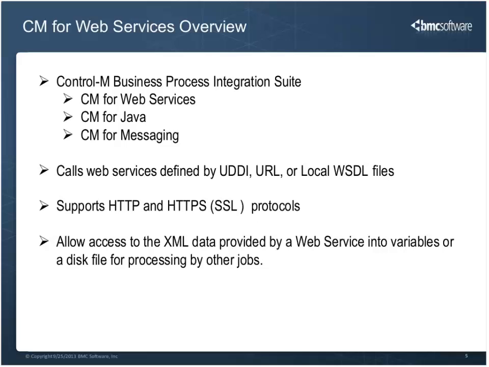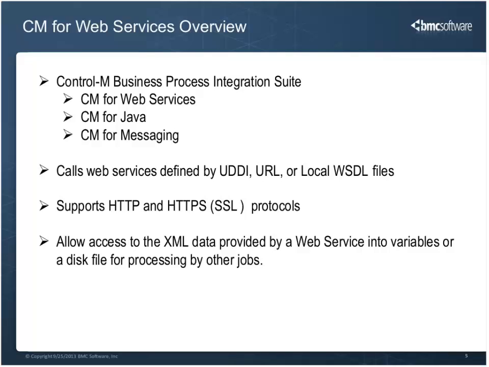CM for Web Services is part of the Business Process Integration Suite from BMC Software. It's included along with the control module for Java and the control module for messaging. Control-M can call to the standard UDDI, URL, and local WSDL file for accessing web services. We support standard and secure protocols for calling web services.